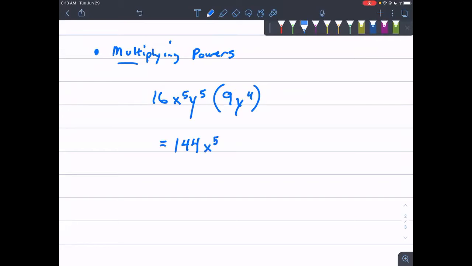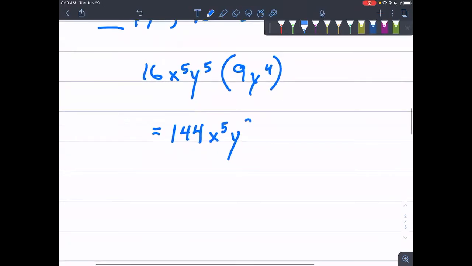And if we're multiplying y to the 5th and y to the 4th, we're going to do the same thing we just got done doing. If you're multiplying y's, same base, you add the exponents. So this is going to be y to what power? 9th power. Yep, just adding the 5 and the 4.